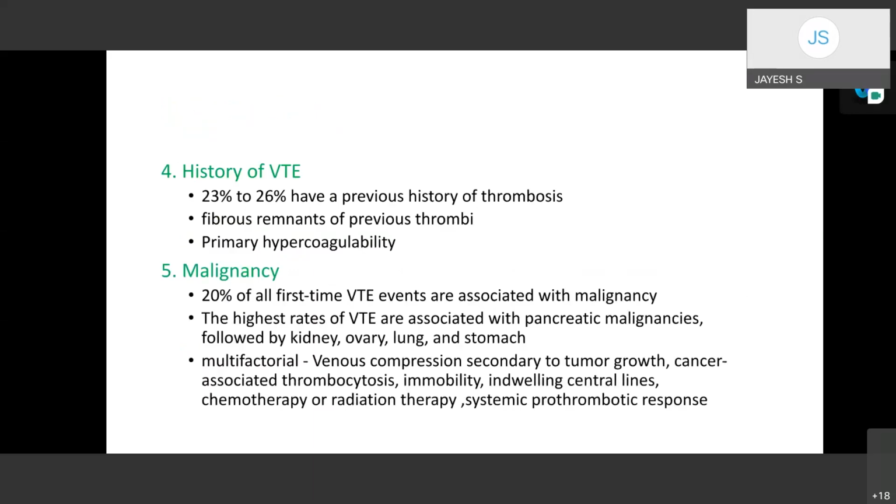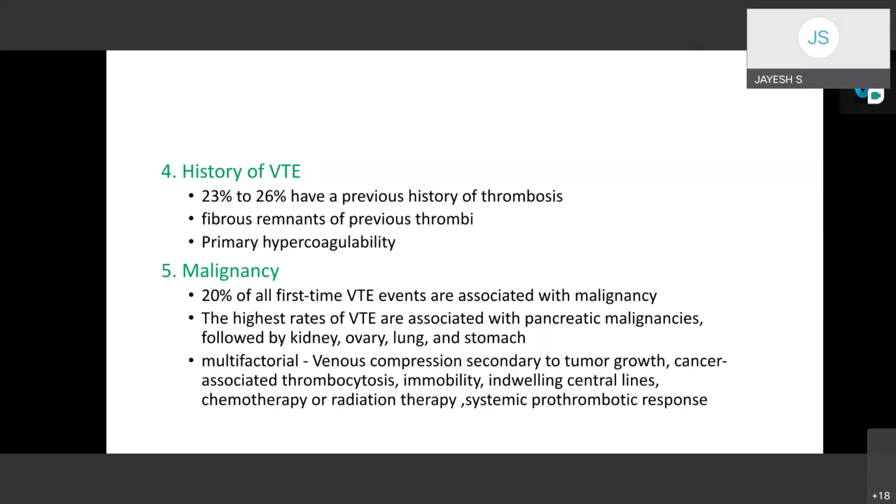Then history of previous venous thromboembolism. 23 to 26% have a previous history of thrombosis. The fibrous remnants of previous thrombi can act as a nidus for future venous thromboembolism, and there may be primary hypercoagulability associated with recurrent thrombosis. And malignancy, 20% of all first-time venous thromboembolic events are associated with malignancy. The highest rates are found in pancreatic malignancy, followed by kidney, ovary, lung, and stomach cancers.